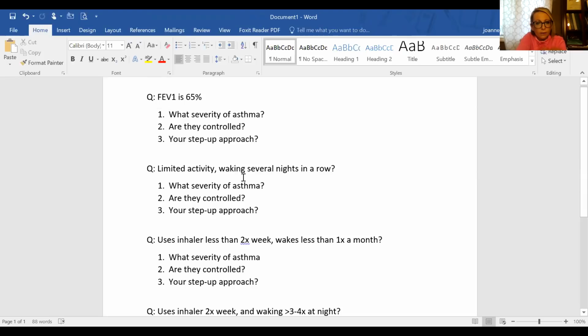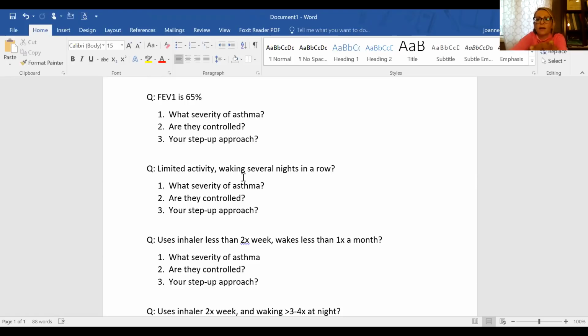Okay, so limited activity. Waking several nights in a row. So this patient is an adult and they have limited activity and they're waking up several nights in a row. Who cares what the activity is? I don't have that on my chart. It didn't really matter on the exam. But the keyword is waking up several times in a row. Okay, we're going to answer these questions.